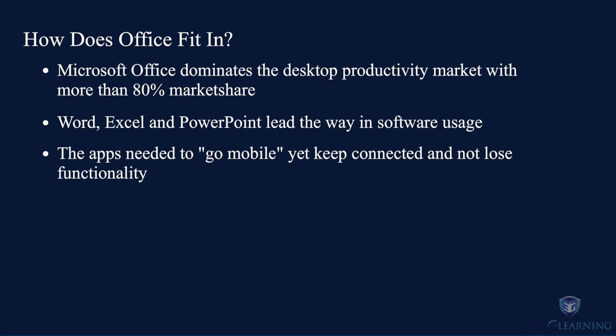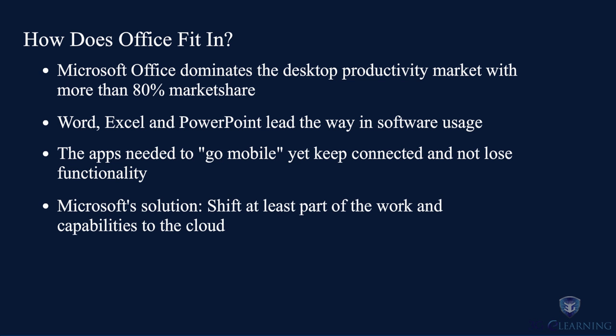That means that when we go to this cloud concept, the applications need to go mobile, but we also need to keep connected and not lose functionality. And that's been the challenge in the past. We've had some mobile applications, but they were very light. Sometimes they were just text-based. So we lost a lot of the capability to work with the functionality, and that's what made them less than ideal. We're trying to work with that here by going mobile and keeping things connected and retaining our full functionality, too. Microsoft's solution to that is to shift at least part of the work and part of the capabilities to the cloud, and that's what we're doing with Office Web Apps.